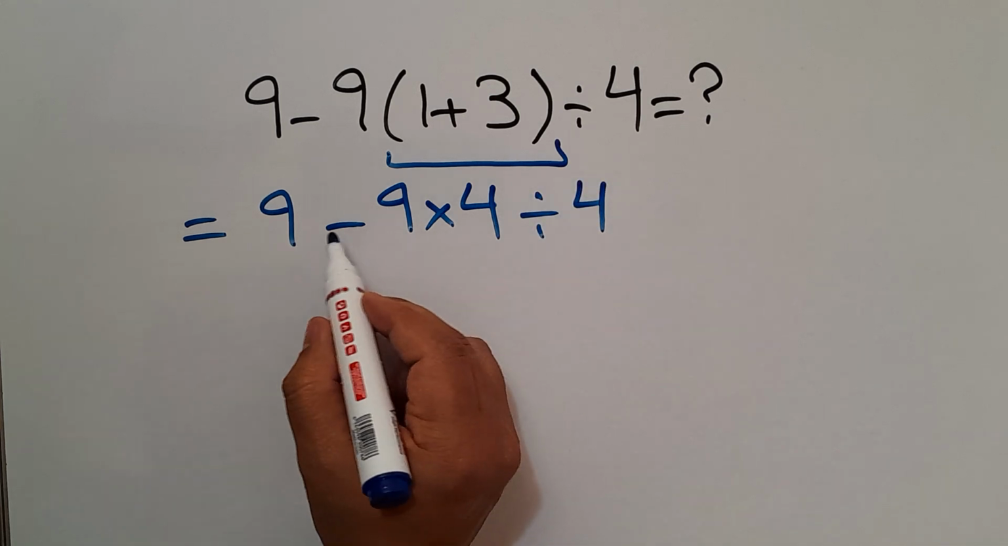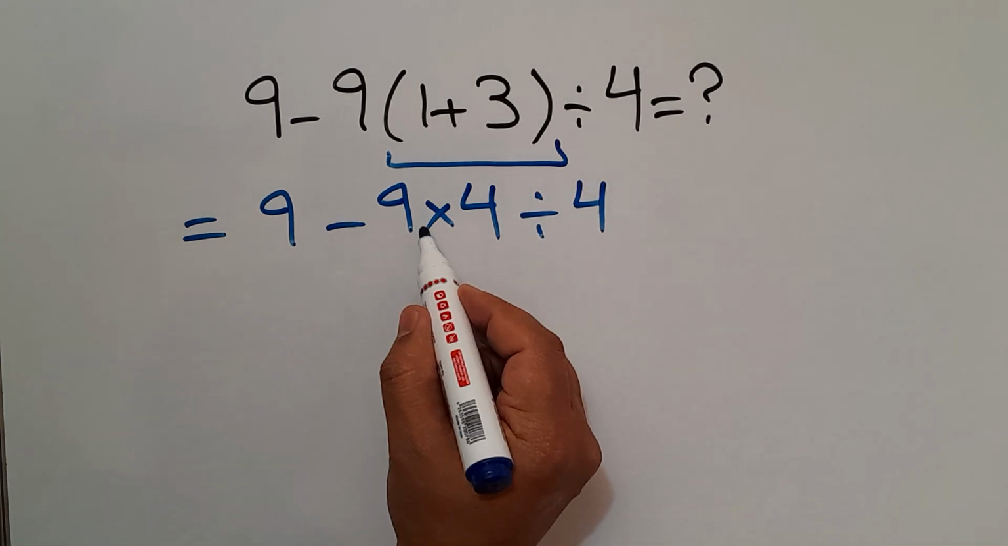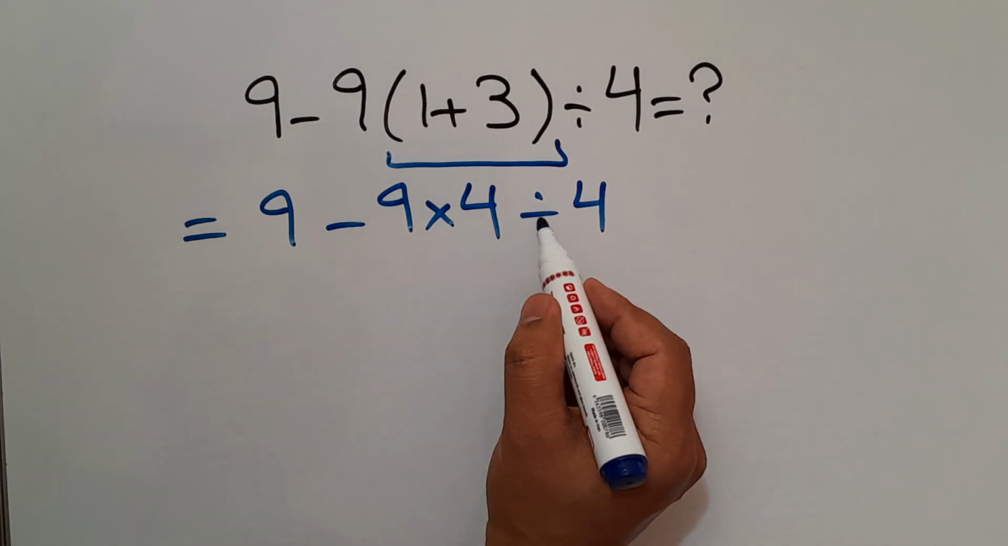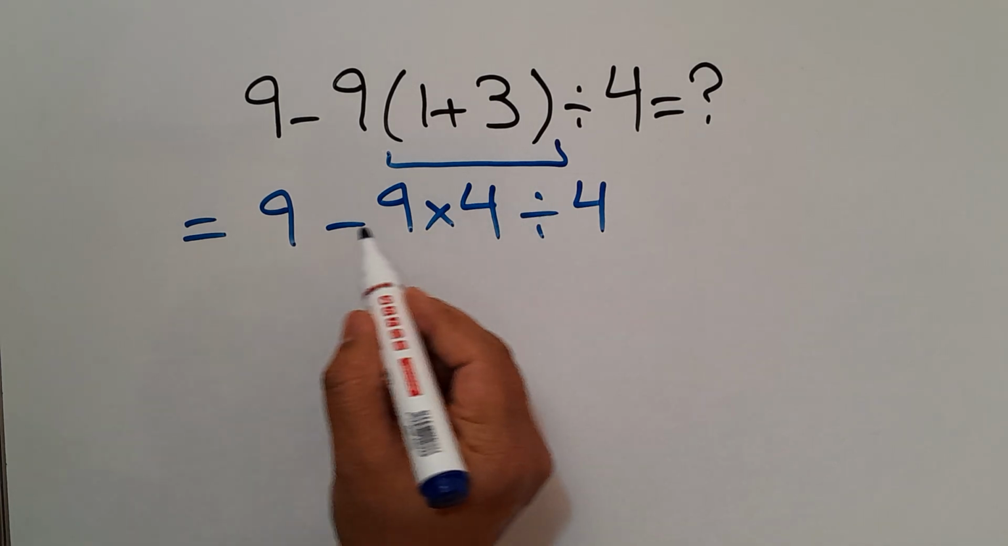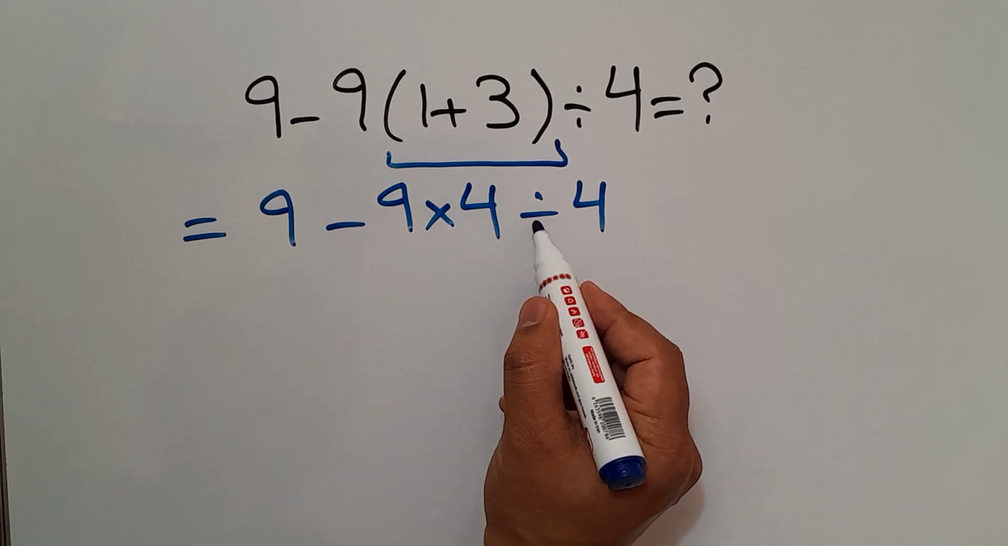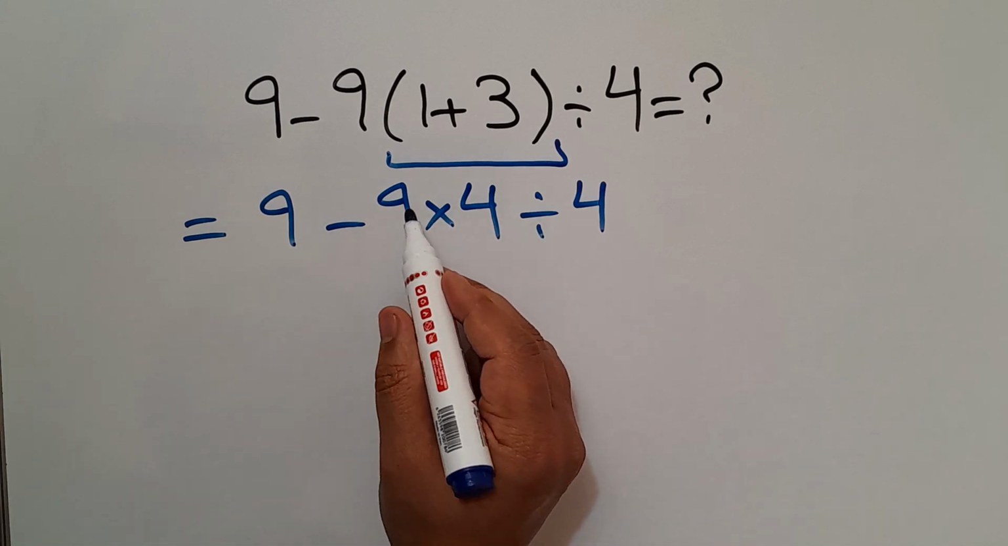In this expression, we have one subtraction, one multiplication, and one division. As we know, multiplication and division have higher priority than subtraction. And also, multiplication and division have equal priority, and we have to work from left to right.